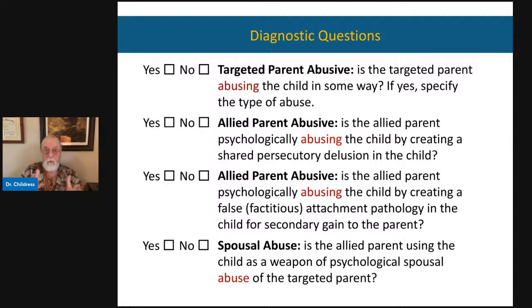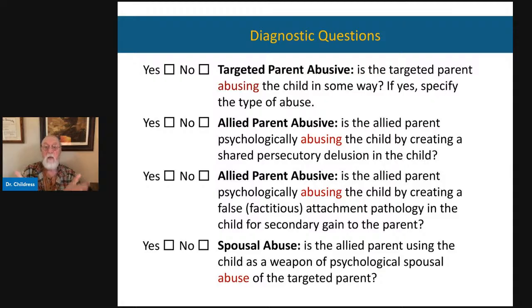So these are the diagnostic questions that need to be answered, yes or no, from a diagnostic assessment of the family in the family courts. First, is the targeted parent abusive in some way? If yes, specify the type of abuse. Second, is the allied parent psychologically abusing the child by creating a shared persecutory delusion in the child?